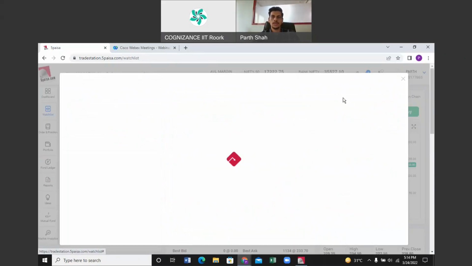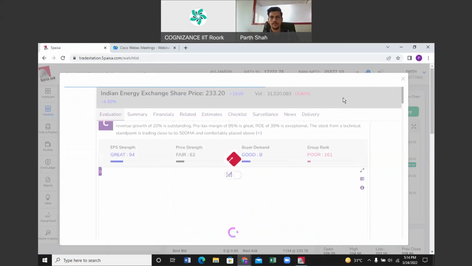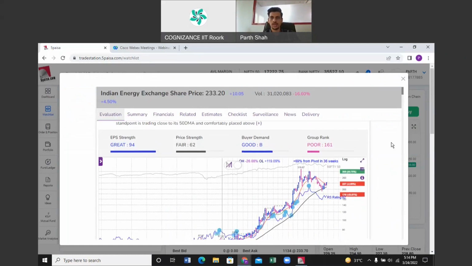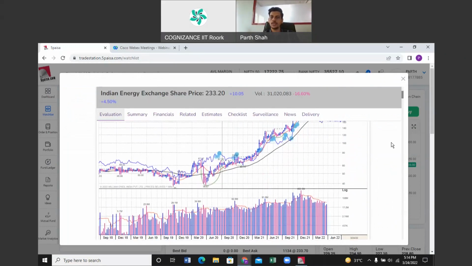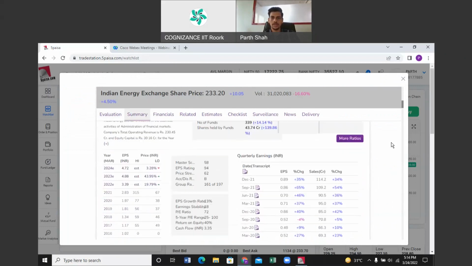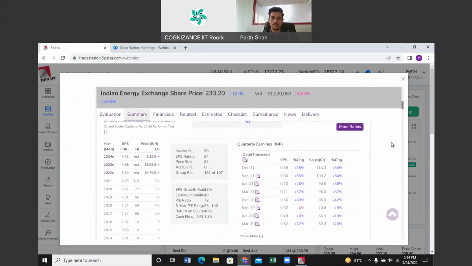This info tab basically tells briefly about the fundamentals of the stock. So it evaluates the stock. This particular integration is done with MarketSmith India. Those are our vendors who provide this information. You get the complete evaluation of the stock, the financial summary of the stock.